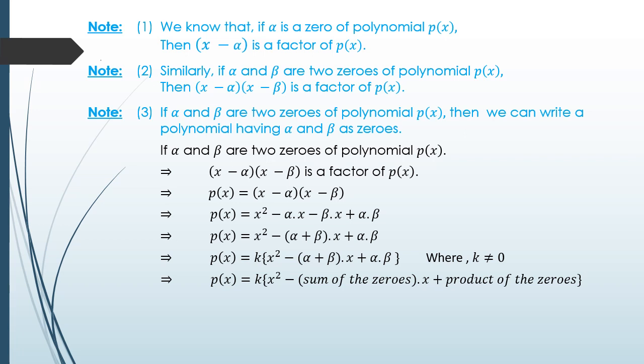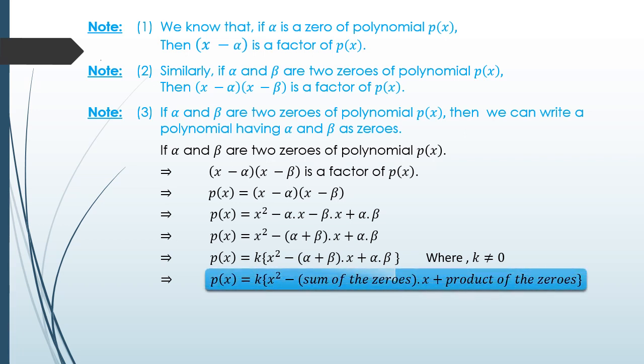So in other ways we can write the polynomial p of x is equal to k multiplied by x square minus alpha plus beta, which is nothing but sum of the zeros, into x, that is the variable of the given polynomial, plus alpha into beta, which is nothing but product of the zeros. So this is the formula to write a polynomial if we have given zeros. So if we are given two zeros of a quadratic polynomial, we can write the polynomial by using this formula. To write that, first of all we'll require sum of the zeros, then we'll require product of the zeros, and k is any real number except 0.